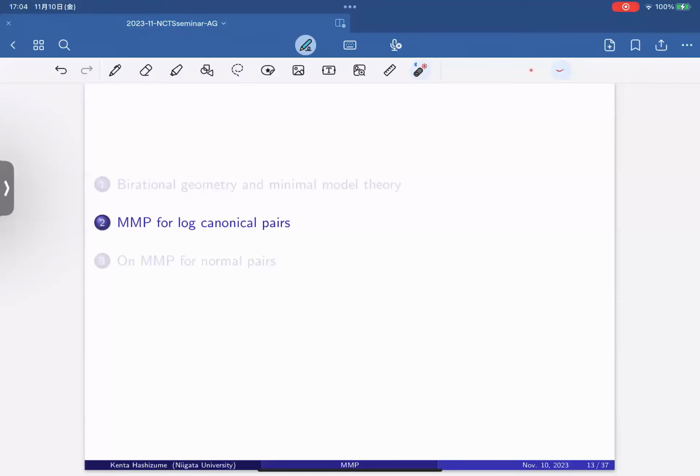Okay. So next, I will explain the minimum model program for log canonical pairs. MMP means minimal model program.